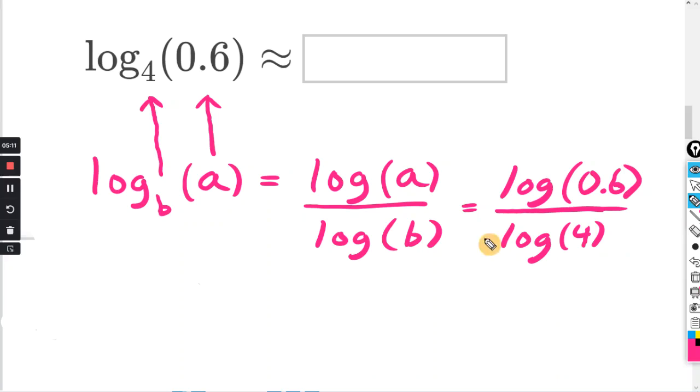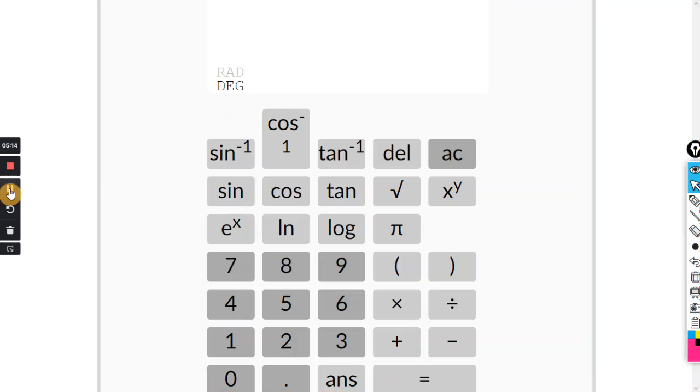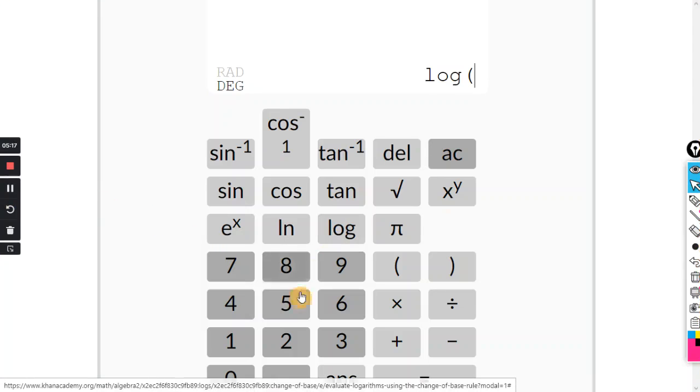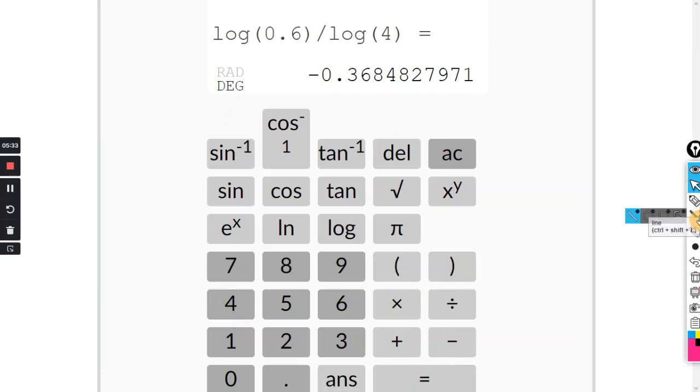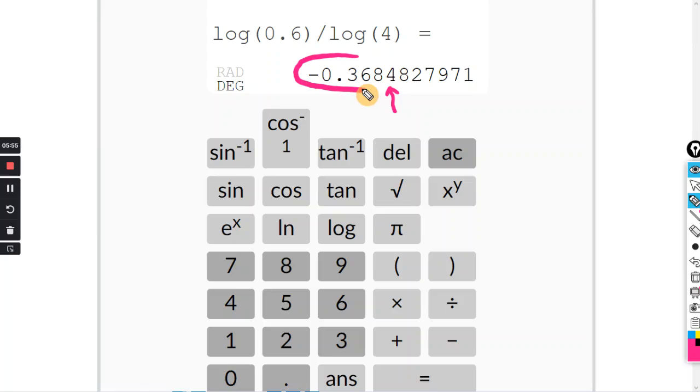All right, and we need to use the calculator. Okay, so just type log of 0.6, or you can say 0.6, same thing. Close the parentheses, divided by the log of 4. Close the parentheses again. Click equals. Okay, they said the nearest thousandth, so that is 3 decimal places. And in order to round off, we need to look at the 4th decimal. Okay, if it's less than 5, you round it down. If it's 5 or more, you round it up. So the decimal place is just 4, so we're going to round it down.